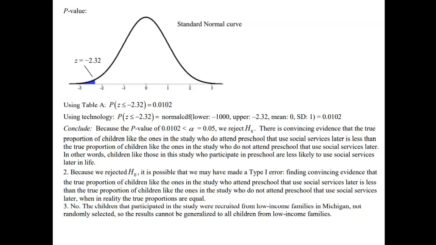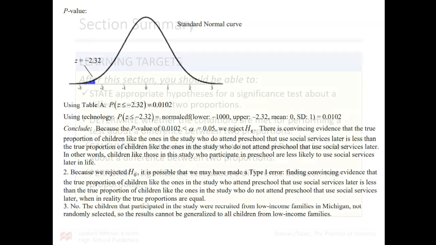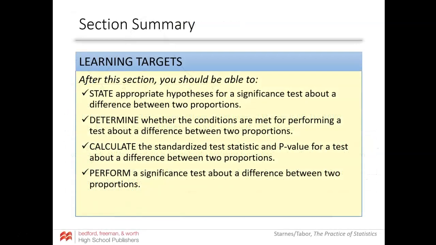Remember our words about experimental design. The children that participated in the study were recruited from low income families in Michigan, not randomly selected. So they cannot be generalized to all children from low income families. Low income families in Michigan are different from low income families in Denver, who are different from low income families in Paris. So we cannot generalize this to every single low income family. It's only like those in the study, which in this case were from Michigan. And that's that. All right.